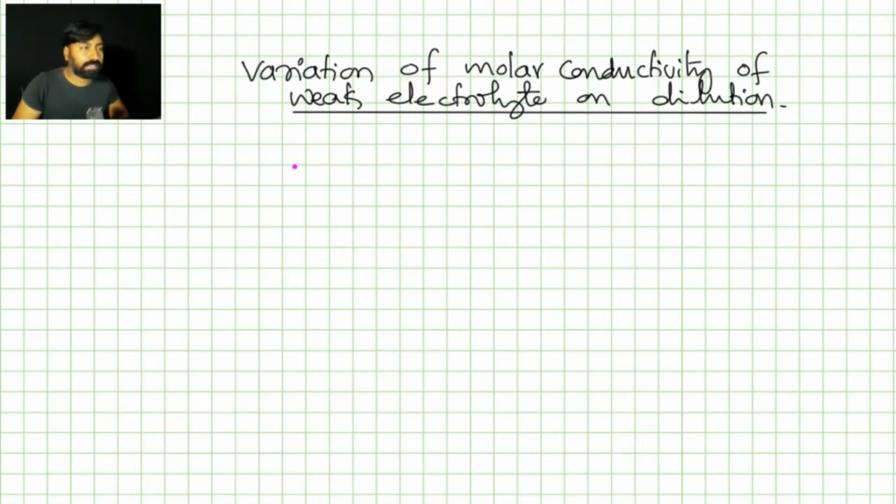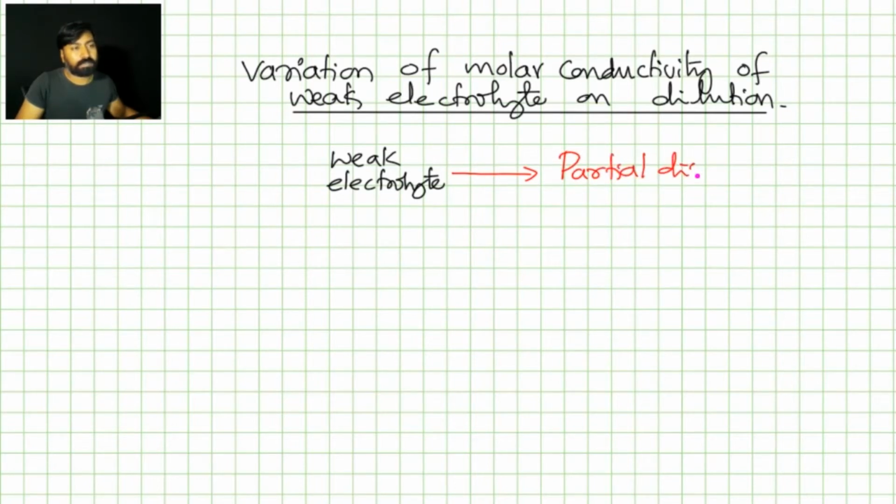First, let's understand how weak electrolytes behave. If I take a weak electrolyte like acetic acid, it dissociates partially. Partial dissociation takes place.